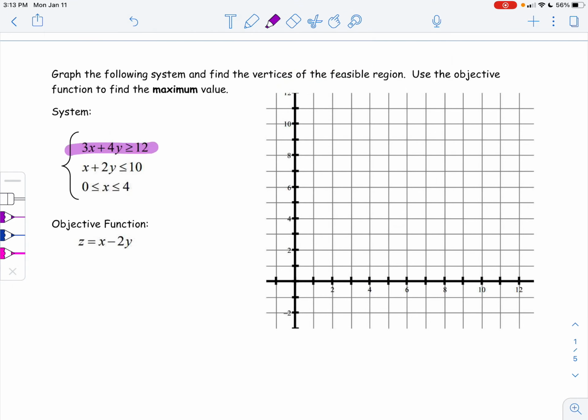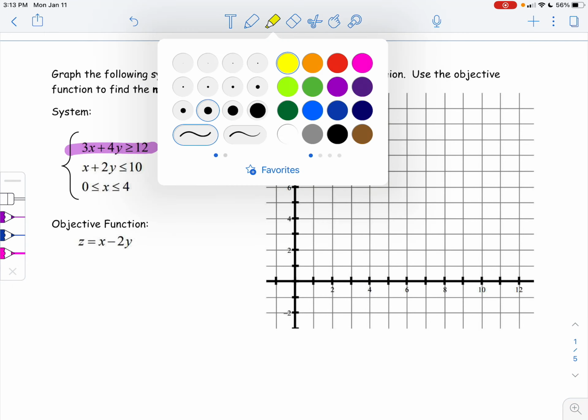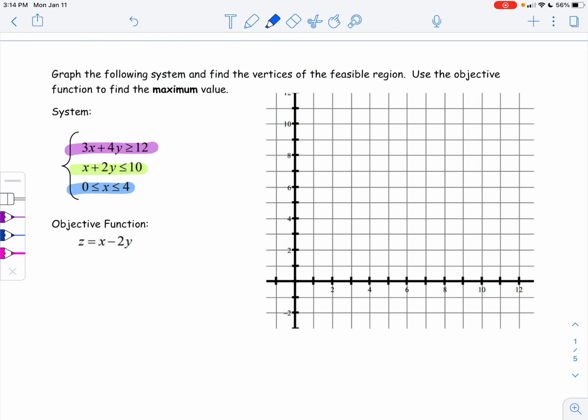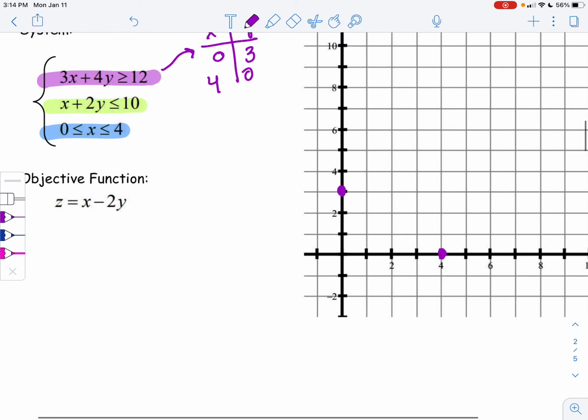So I'm going to highlight here. I want to use yellow. Okay, so the first thing to do is going to be to graph this system of equations. When I graph the purple one, I'm going to make my t table, and I get 3 and 4. Okay, so I'm going to graph this one, 0, 3, 4, 0, and I'm going to do my best here.